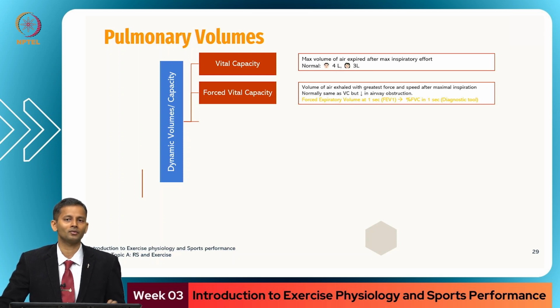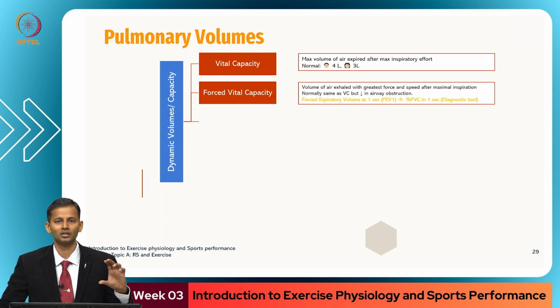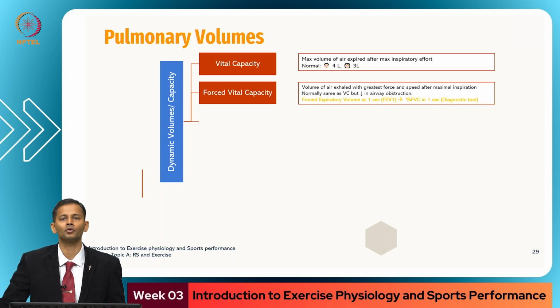So how is it different from forced vital capacity? Forced vital capacity denotes the volume of air that is exhaled with greatest force, rapidly, in the shortest time after maximal inspiration. So here the time component is important. That is called the forced vital capacity, and normally it is almost equal to vital capacity, but in case of diseases, this forced vital capacity component may reduce.